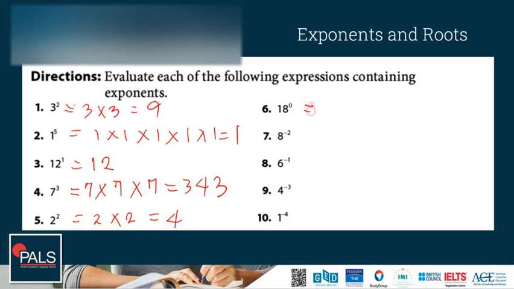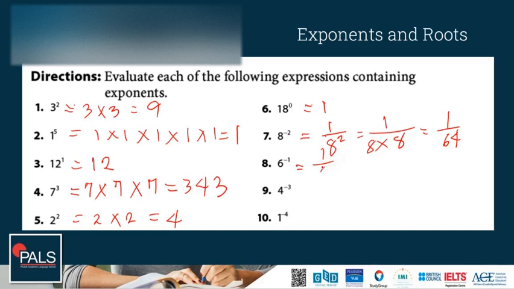Any number with a zero exponent is 1. Any number with a negative exponent, we look for the reciprocal and then solve. So 1 over 8 squared is equal to 1 over 8 times 8, which is equal to 1 over 64. A number with a negative exponent, again, we look for the reciprocal.